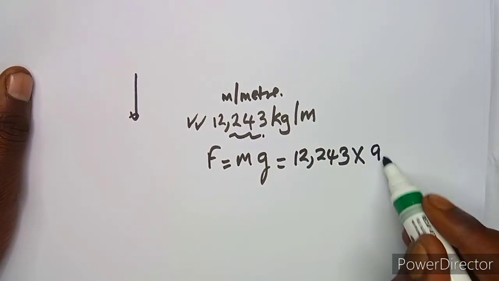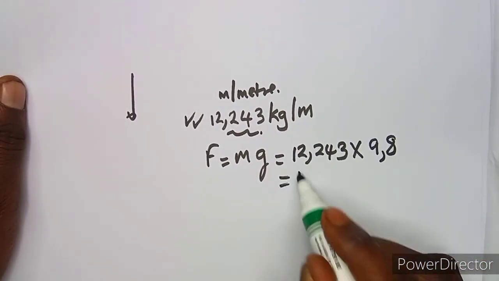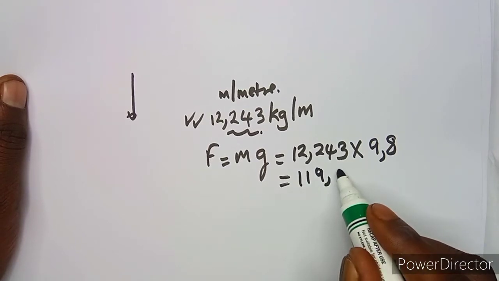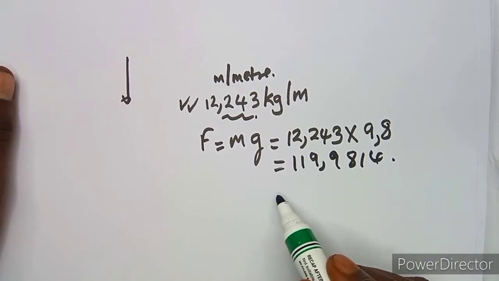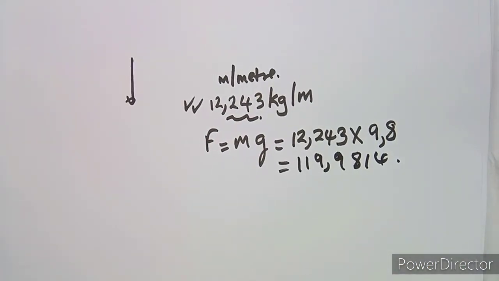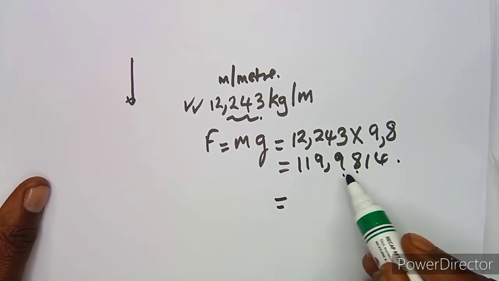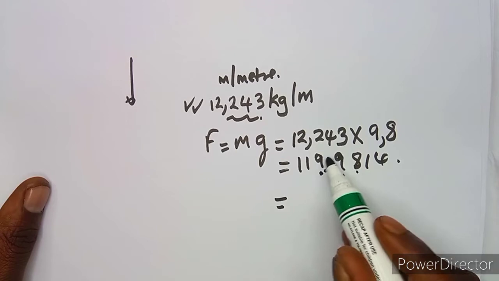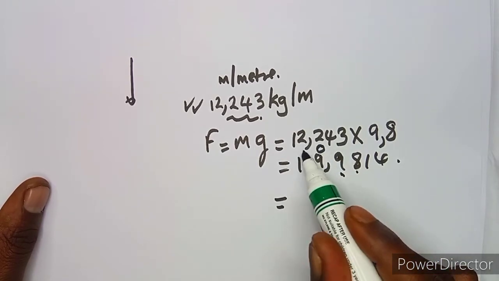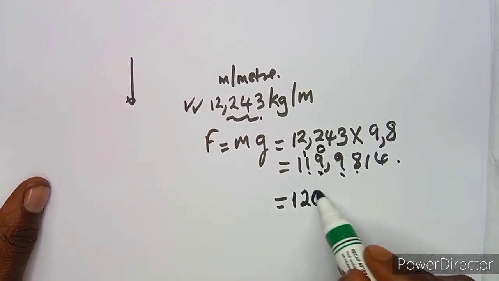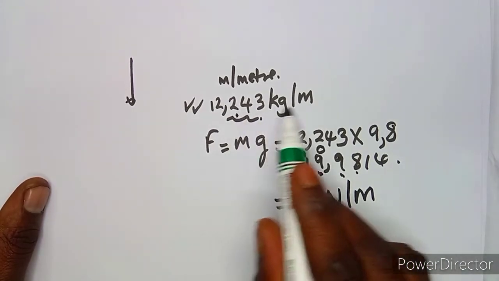We know that this one is 9.8. All right, so if you multiply this, you are going to obtain 119.9814, whatever that you're going to have there. But just avoiding working with the decimals, let's round off to the nearest whole number. So it's going to be a 0 here, because this is 9, giving us a 0. You give 1 here, so 1 plus 1 is now a 2. So it will be 120 Newton per meter. Take note, it's mass per meter.